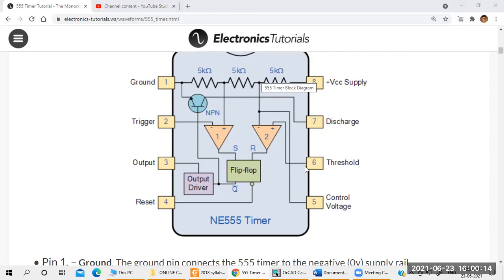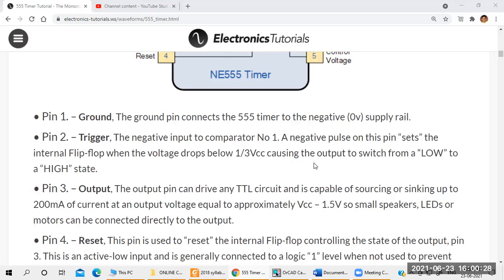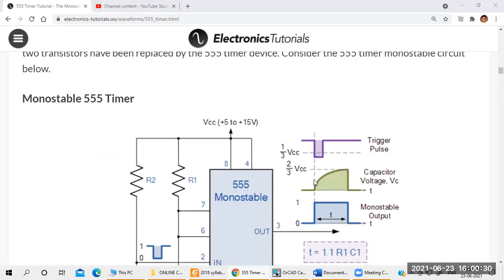Okay, so the capacitor is connected to pin number 6. Suppose the trigger pulse falls below the 1/3 VCC here, then the comparator becomes on. When it is in the on condition, the capacitor starts charging up to 2/3 VCC. See here, when the trigger pulse goes below the 1/3 VCC, pin number 6 capacitor charges up to 2/3 VCC. That is the maximum level. In this condition, the output voltage becomes on.